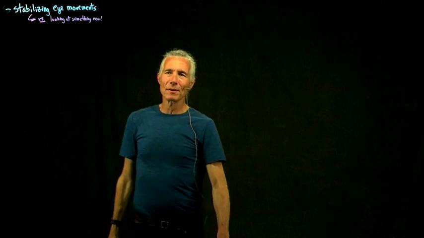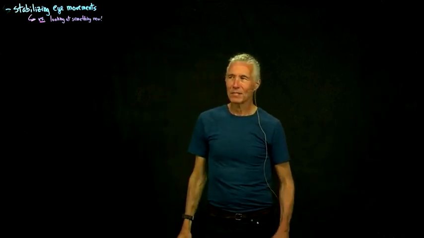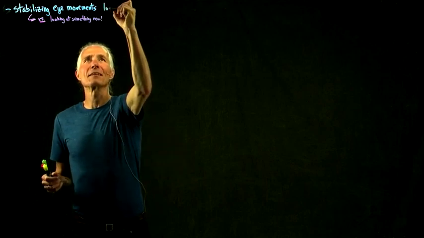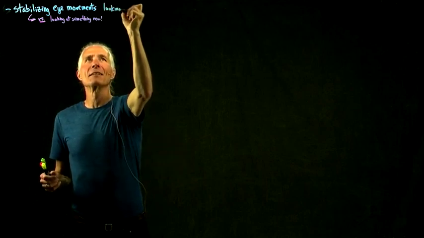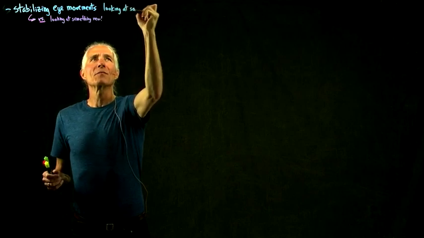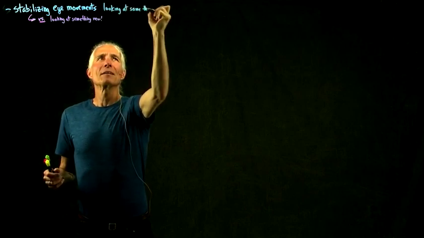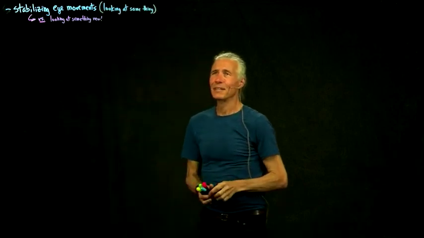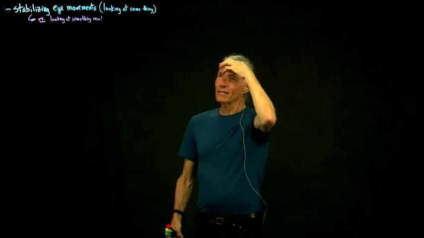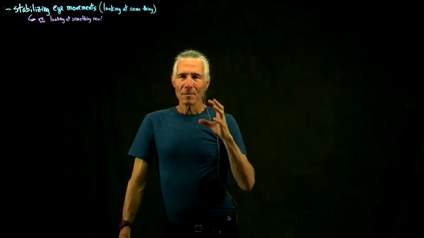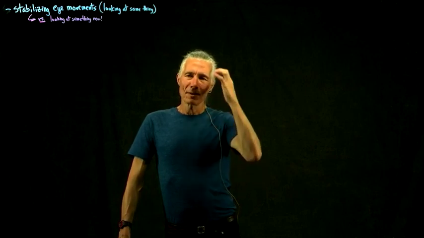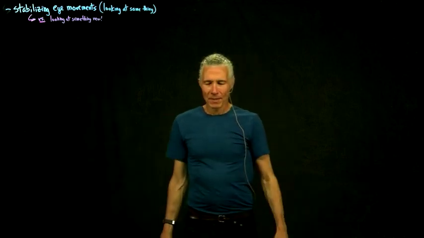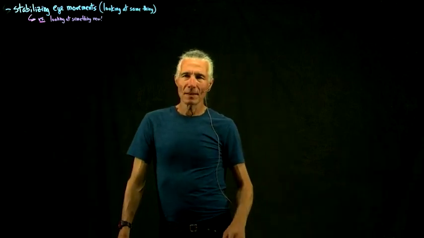But today we're going to talk about stabilizing eye movements, which is looking at the same thing. What's the main reason for this? And does it have any relevance to cognition? It does. So the main reason for looking at the same thing is that if something moves relative to your retina, you can't see it as well. So you get a lot of blur.